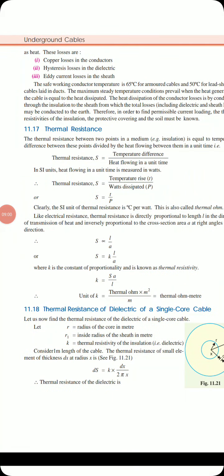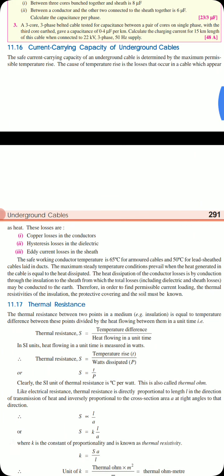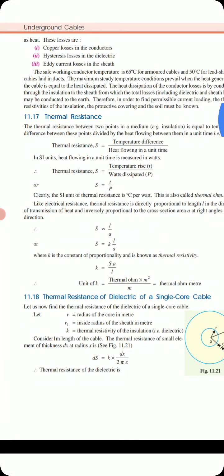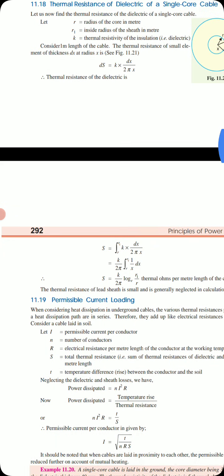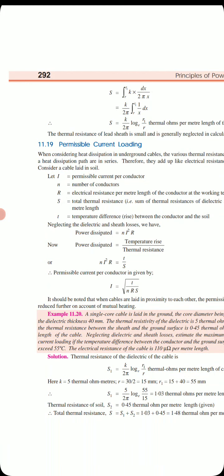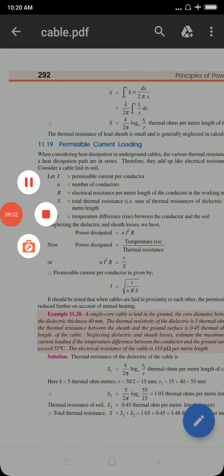So this is regarding the thermal resistance of the cable. We covered the current carrying capacity of the underground cable, starting from the different losses that happen in the cable, what the thermal resistance is, and how to find the thermal resistance in a cable. Finally we concluded the permissible current loading and worked a problem on these topics. So once again, go through these things and you will get the idea regarding the maximum permissible current loading. If you find any difficulties, you can ask me. Thank you.